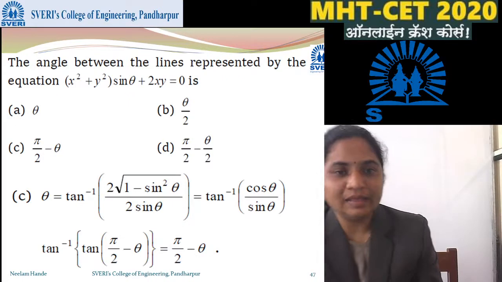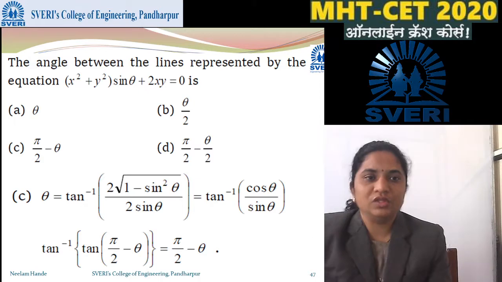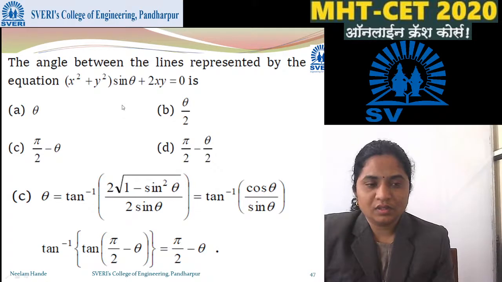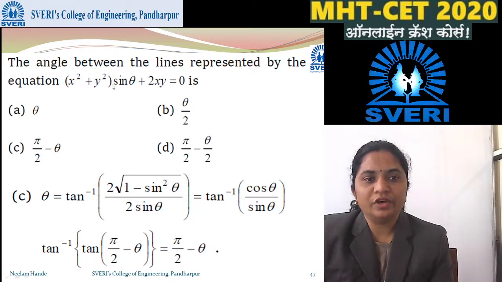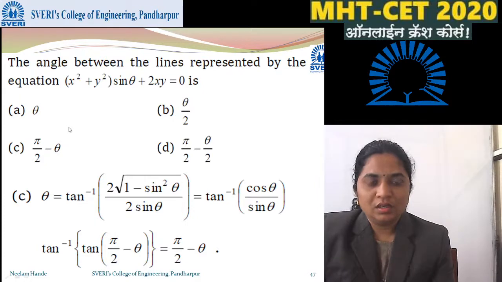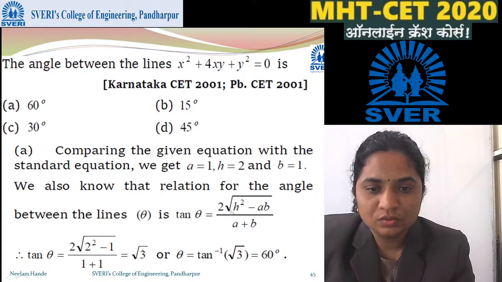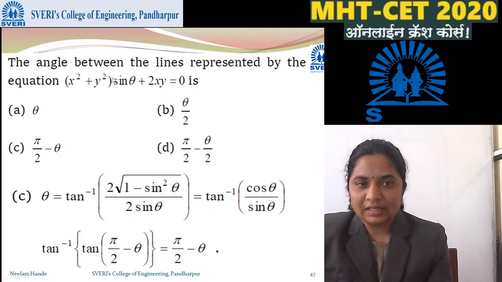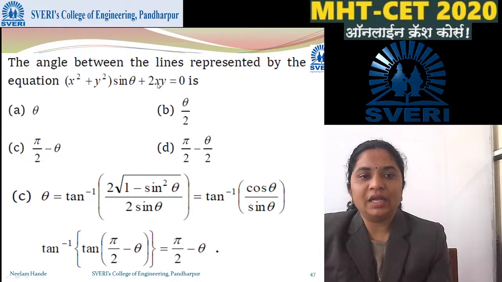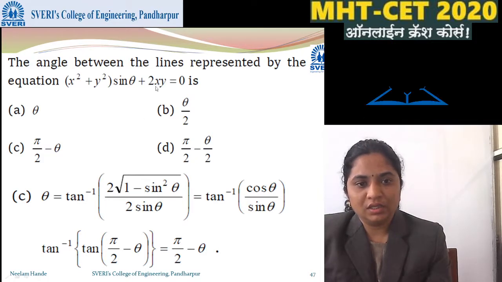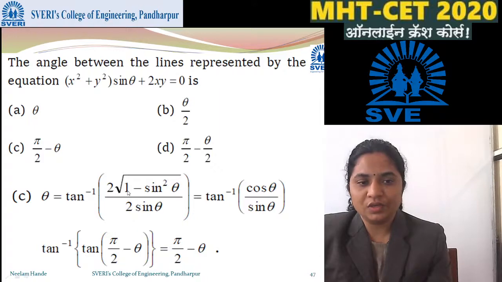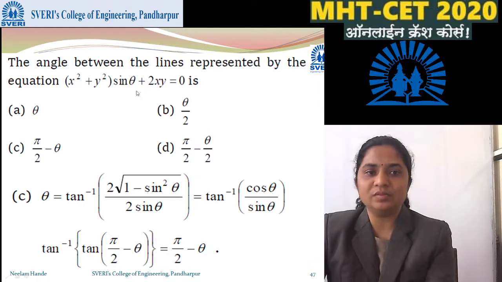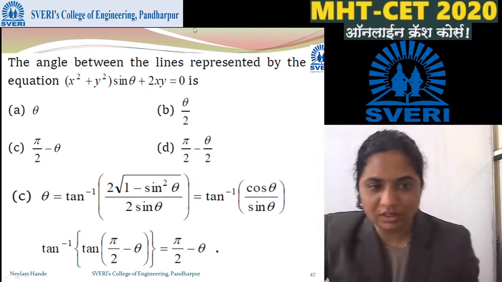Next question. The angle between the lines represented by the equation given here is. For such equations, we know the formula. Just now we have seen 2 into root h square minus ab upon a plus b. Comparing with the standard form, a is sin theta, b is sin theta and h is 1. Substituting here, 2 root h square, 1 square 1, minus ab, sin theta into sin theta, sin square theta, upon a plus b, sin theta plus sin theta, that is 2 sin theta.